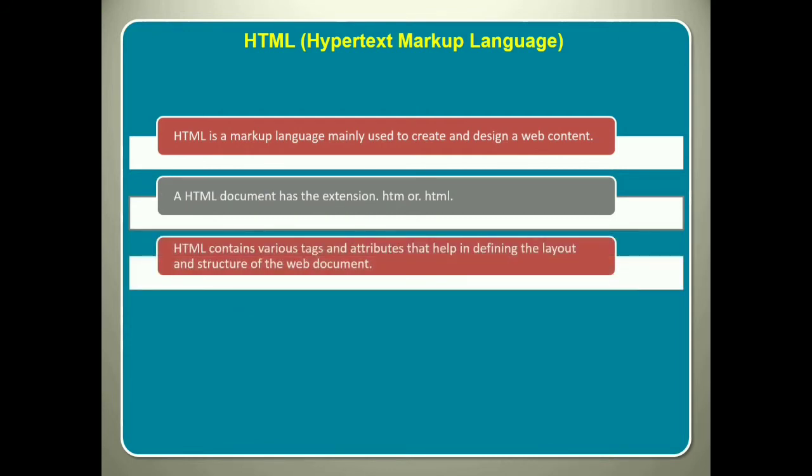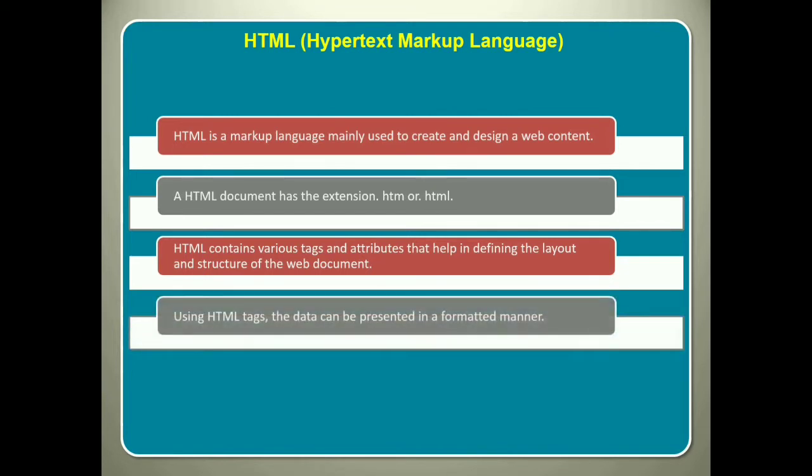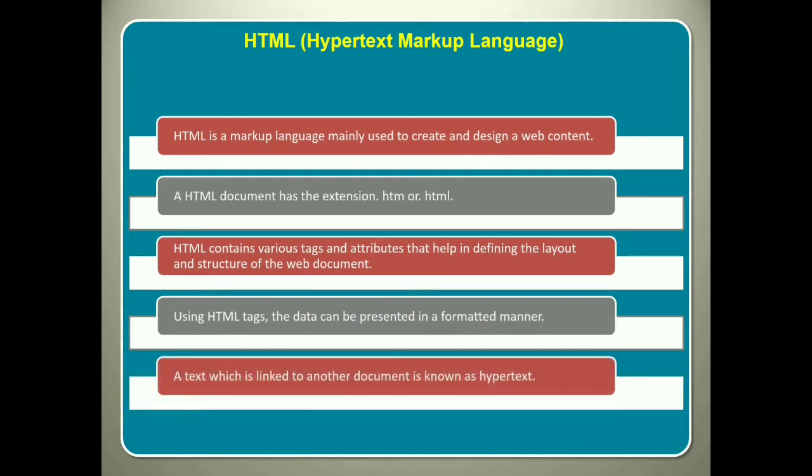HTML contains various tags and attributes that help in defining the layout and structure of the web document. Using HTML tags, you can present the data in a formatted manner. A text which is linked to another document is known as hypertext.